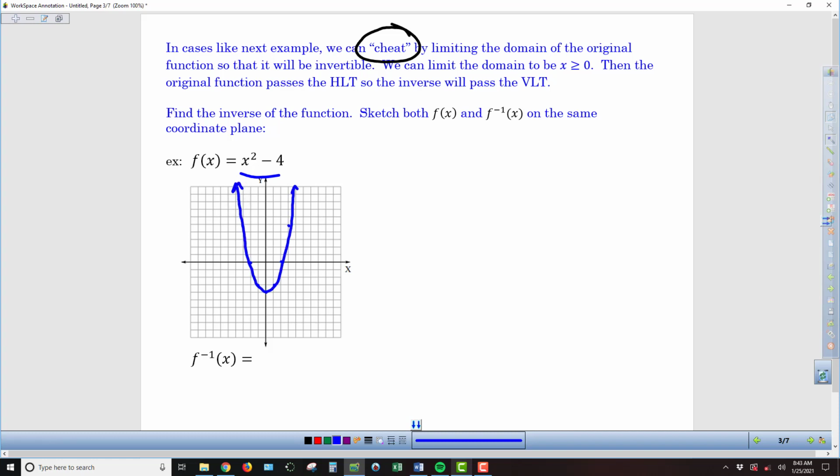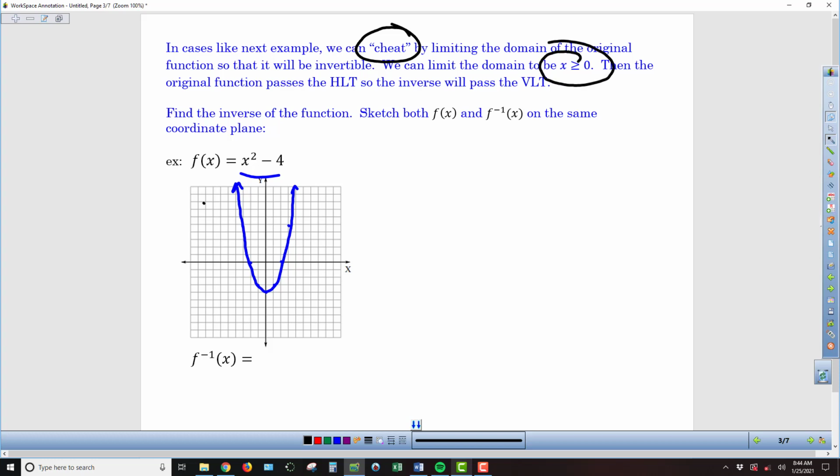Quite clearly, this graph fails the horizontal line test. If I draw a horizontal line right here, I'm clearly hitting the graph more than once, which means my inverse is also not going to be a function. So I need to reduce the scope of the graph that I'm looking at. I need to basically eliminate half of this graph so that my original graph will pass the horizontal line test, and then my inverse will also be a function. This is how we can make a function be invertible. We restrict the domain of the original function.